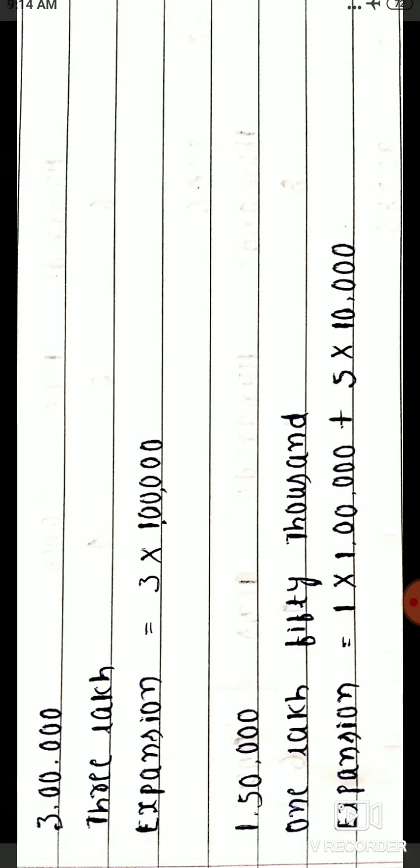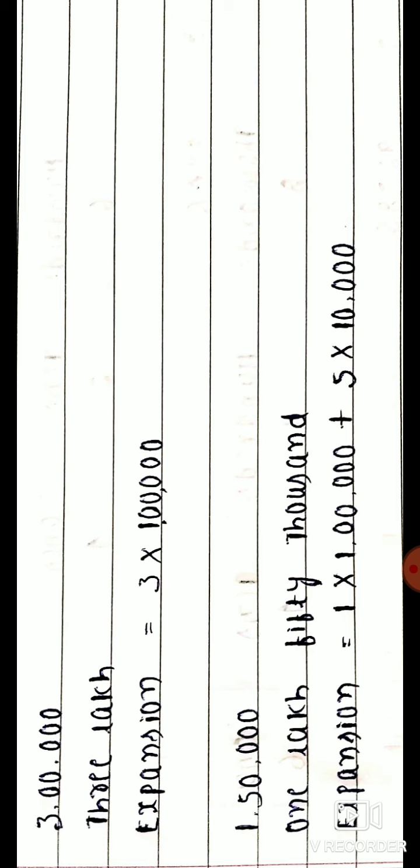Next one, 1,50,000. You have to expand this number by using the place value chart. So first you have to write 1,50,000 in the word form, that is 1,50,000. Then you have to expand by using place value.